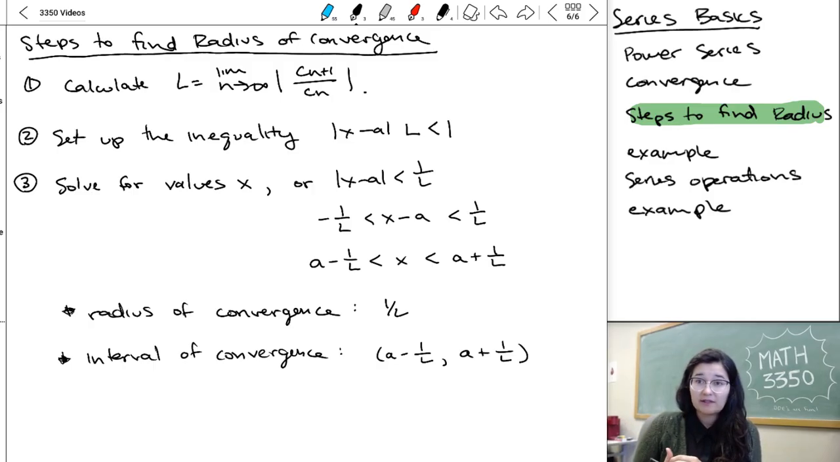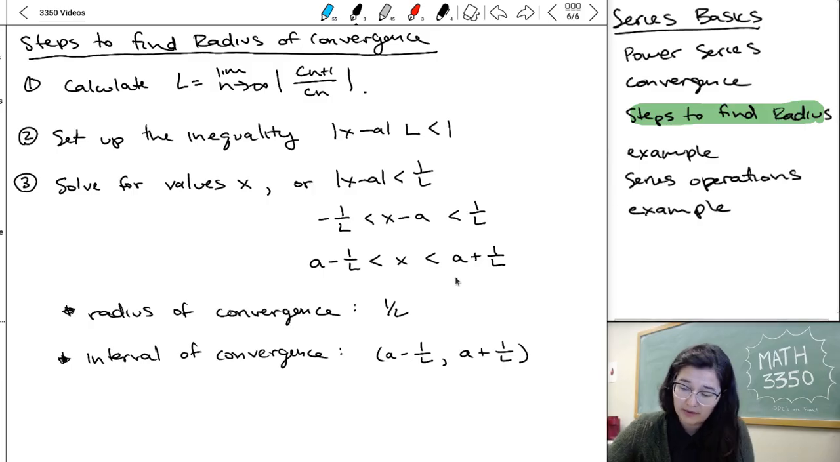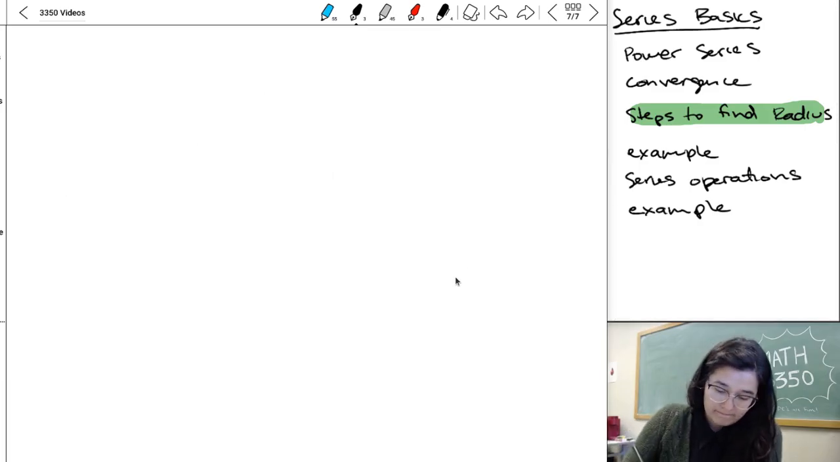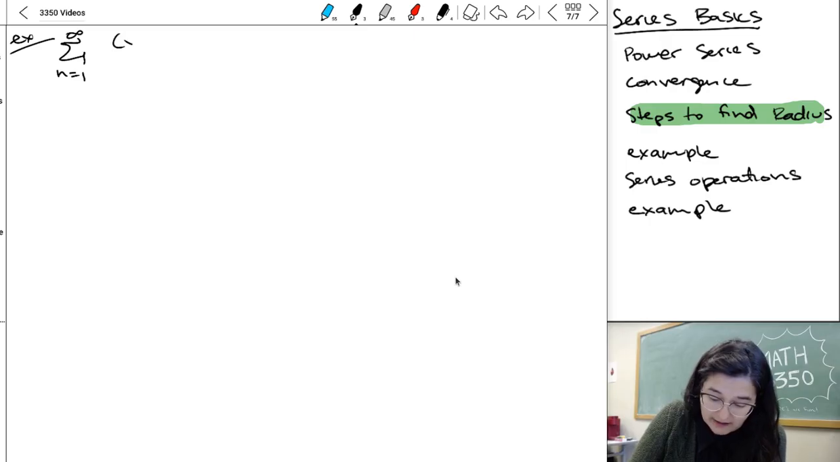So we're going to go ahead and do an example now of actually implementing the ratio test. I'm going to start with the full ratio test, and then I'll kind of emphasize where these parts that actually feed into your final answer show up. So we're going to consider the series, the sum from n equal 1 to infinity of x minus 3 to the nth power divided by 2 to the n times n.